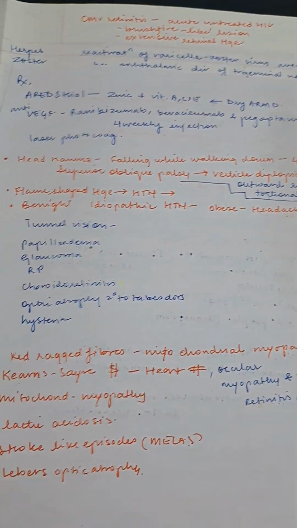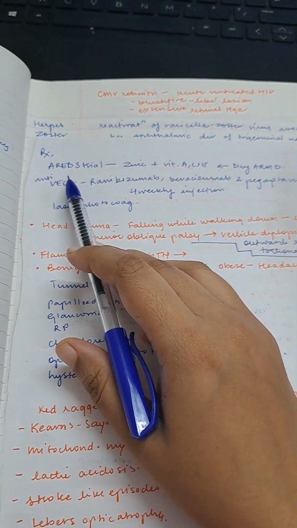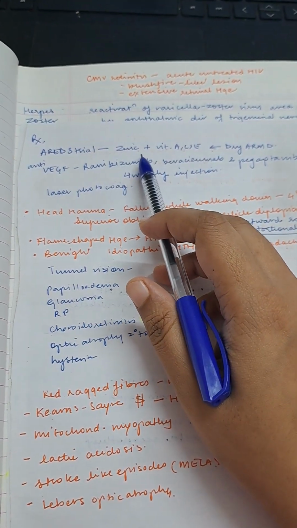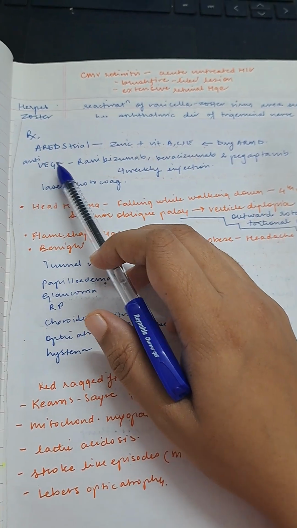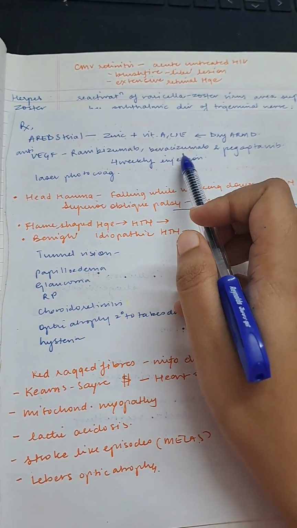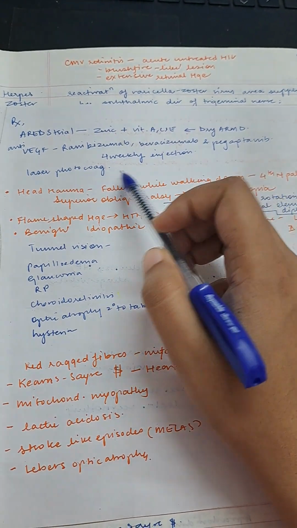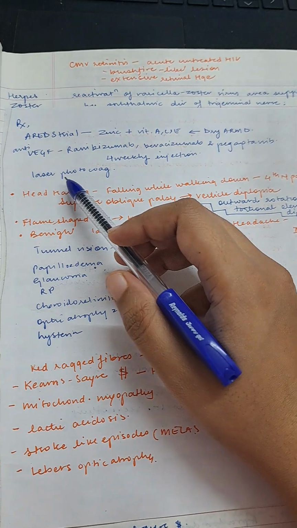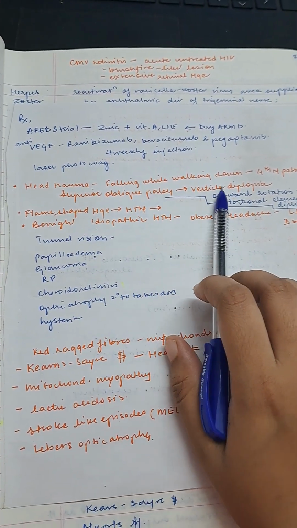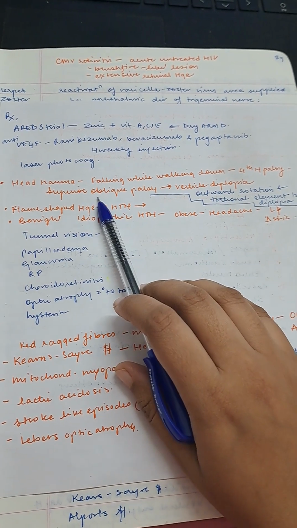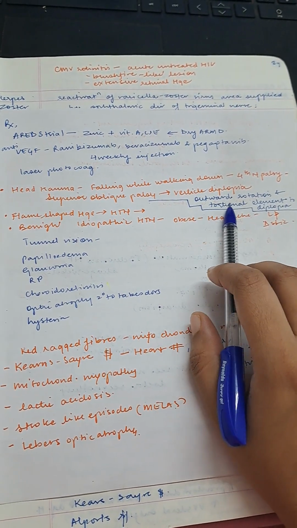Now treatment. There is something called the AREDS trial. In this they gave zinc with vitamin A, C and E for dry ARMD. Anti-VEGF: ranibizumab, bevacizumab and pegaptanib, given as 4-weekly injections. Laser photocoagulation. In head trauma, falling while walking down the stairs: fourth nerve palsy, superior oblique palsy, vertical diplopia, outward rotation and torsional element to the diplopia.